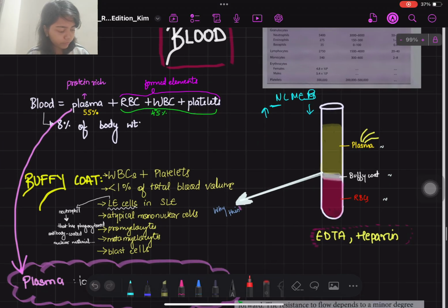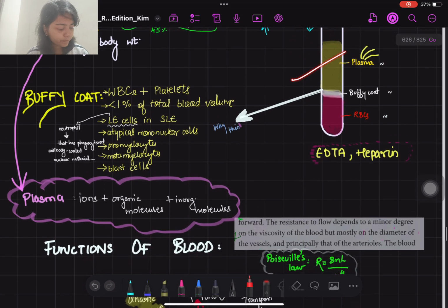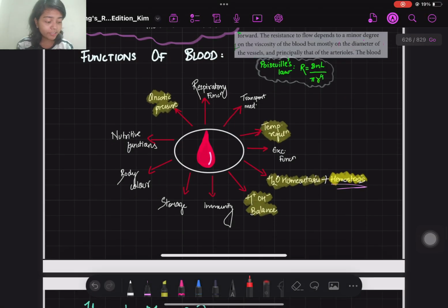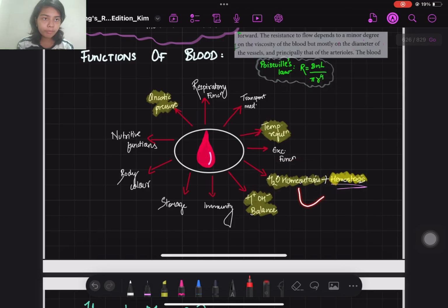So we are done with the normal values as well. Okay, so yeah, I was reading water homeostasis as hemostasis, but blood has a role in both. So hemostasis is done by blood, and water homeostasis is also done by blood.